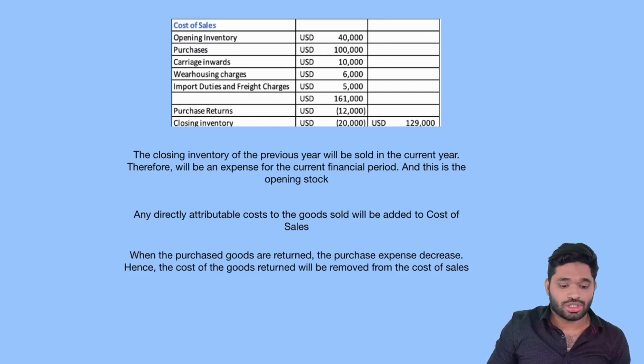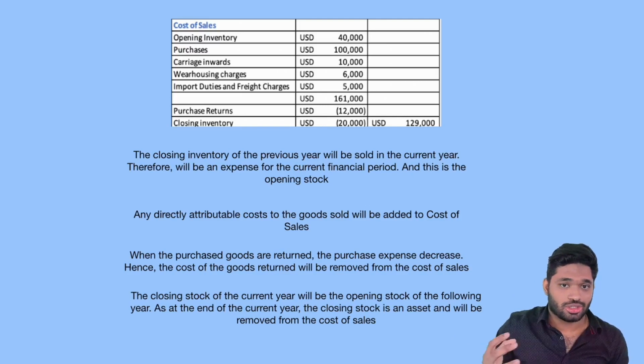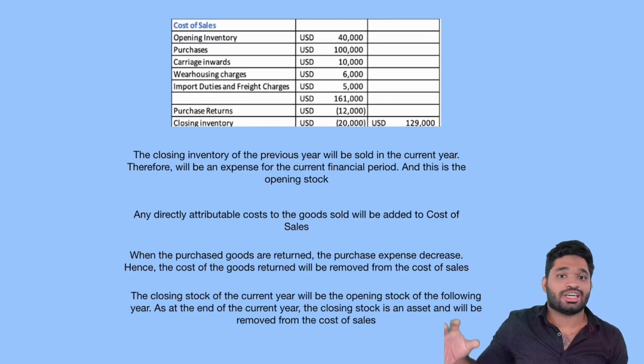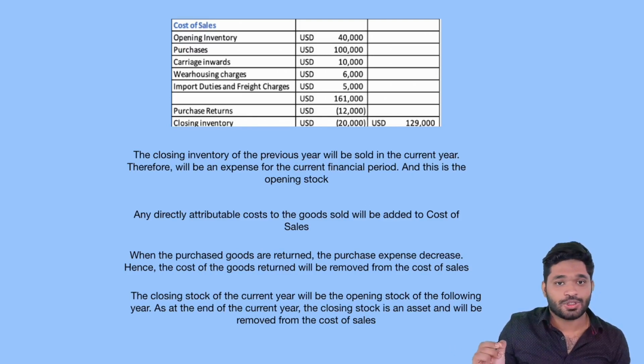And the closing stock will be treated as an asset. Therefore, this will be removed from your cost of sales calculation. So the asset closing stock is going to be removed, and this will be taken again to the next financial period because this is an expense in the next financial period. So you will show your closing stock as a deduction in your cost of sales calculation, right?